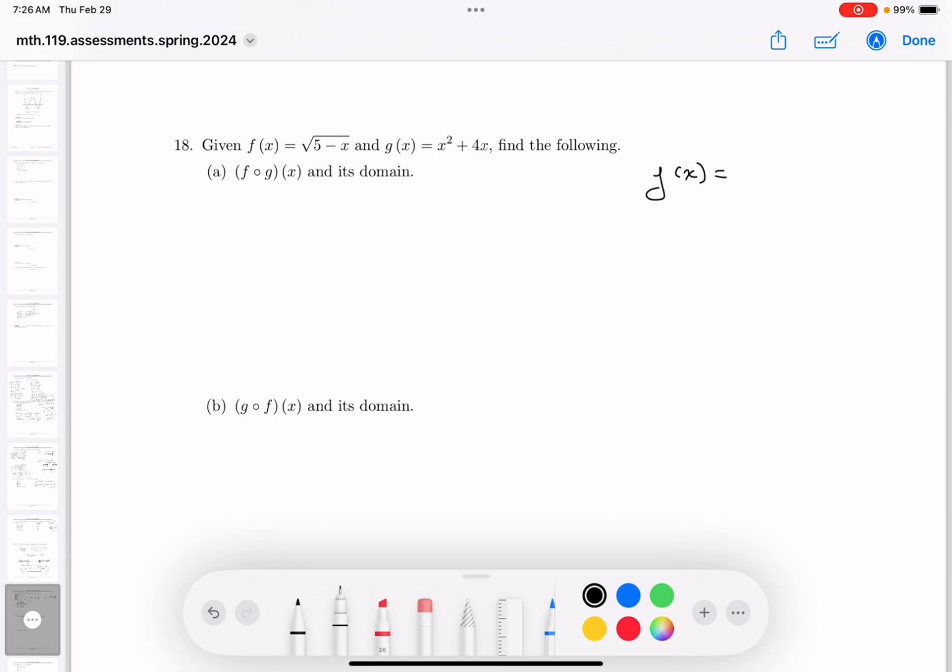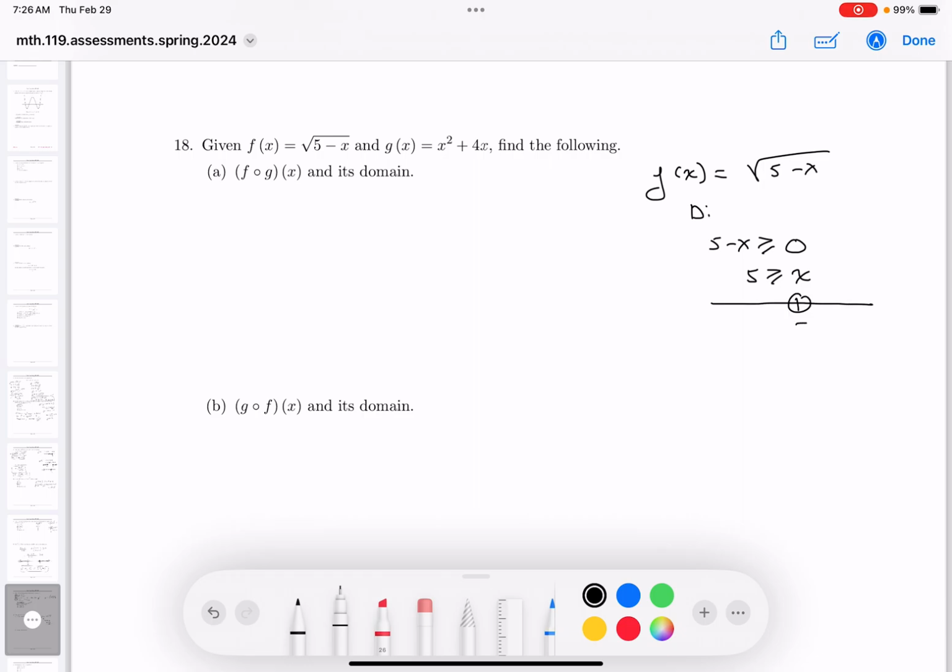And this is going to be the root of 5 minus x. I'm going to put the domain down for this first. That's going to be when 5 minus x is greater than or equal to 0, which means that x is less than or equal to 5. If you want to graph that out, you can.